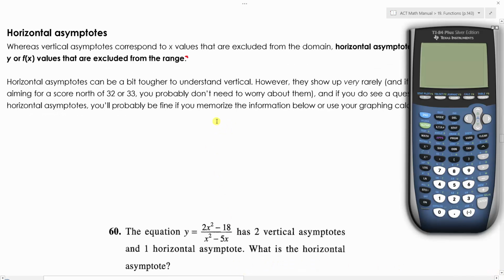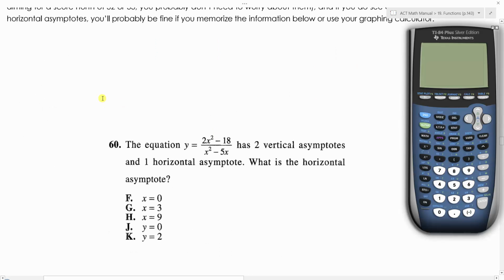So how do we deal with horizontal asymptotes on the ACT? We're going to go ahead and write down a bunch of stuff here. You may remember that in school you might have learned something about top heavy or bottom heavy functions. First of all, you have to remember we're dealing here purely with rational functions.